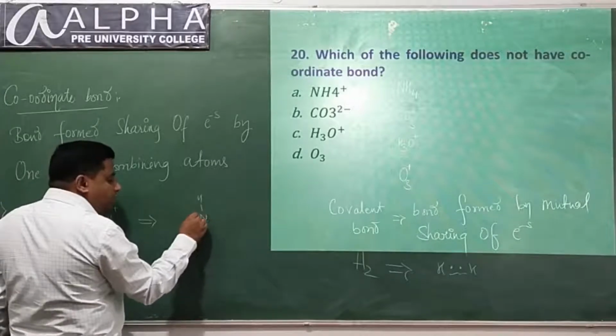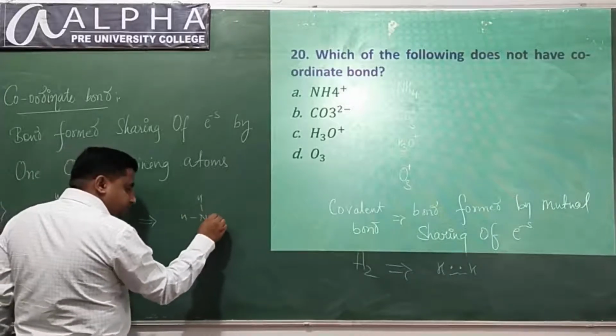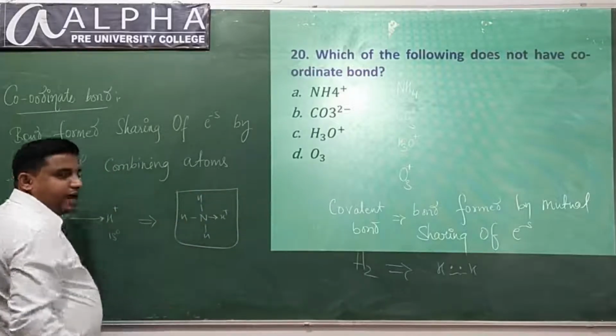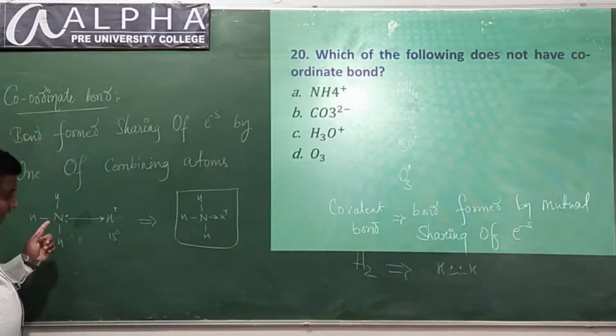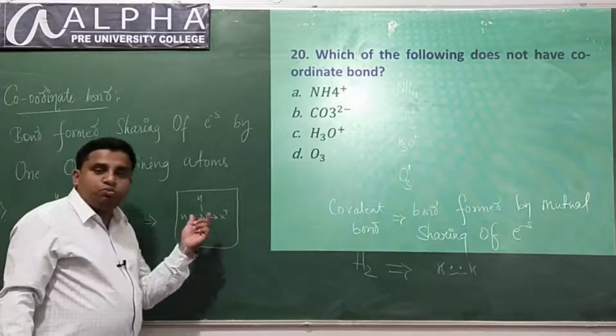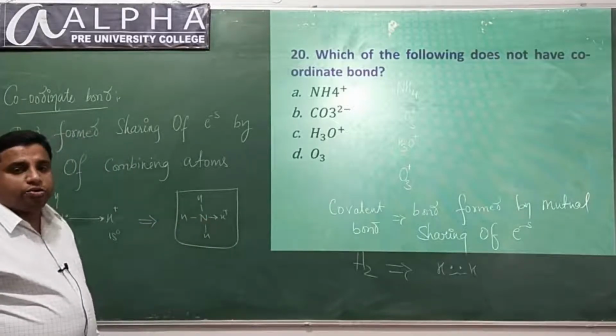Therefore, there is a bond formation between nitrogen and hydrogen, and we call that bond a coordinate bond. We write that coordinate bond with an arrow mark, just like this. Nitrogen is completely sharing the lone pair of electrons to hydrogen, and hydrogen is not sharing any electrons. So this bond is called a coordinate bond.